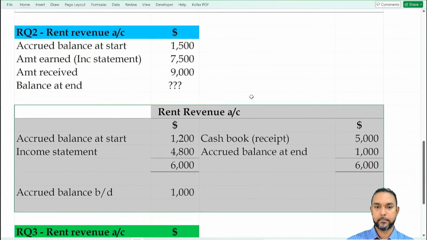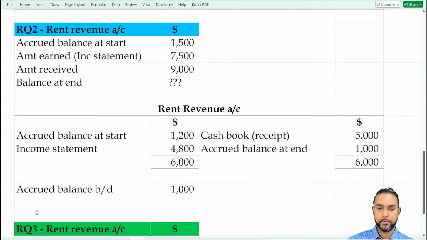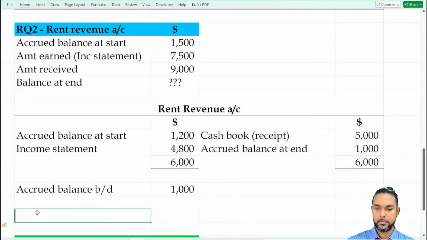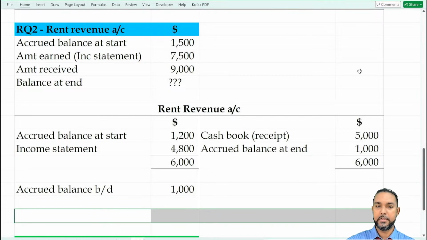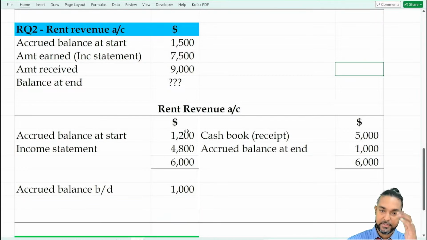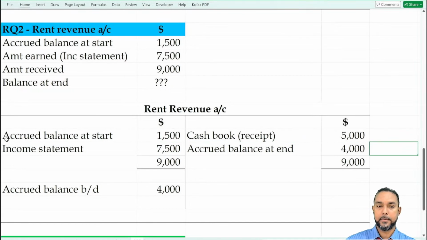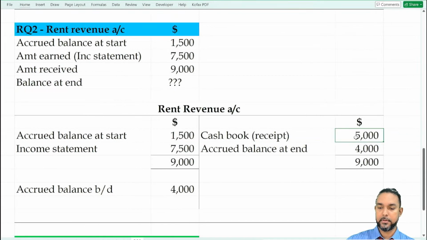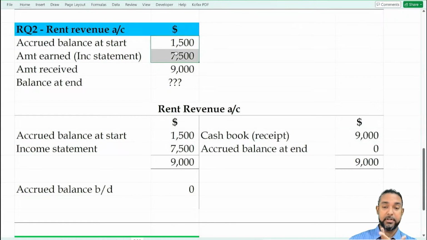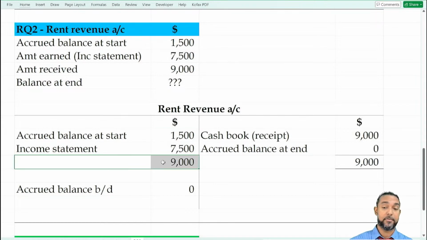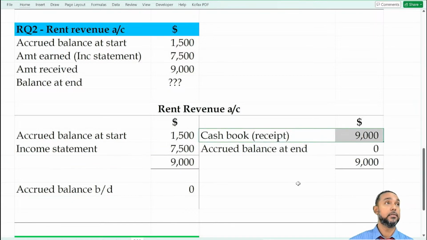Right, okay, so in this case, the blue item. We have a balance at start of 1,500, the amount earned is 7,500, and they paid us 9,000. Now, if we add up 1,500 and 7,500, you get 9,000. So that's the total amount they were supposed to pay us to clear off everything, and the amount they paid us was actually 9,000. So they paid us exactly what was owed to us.